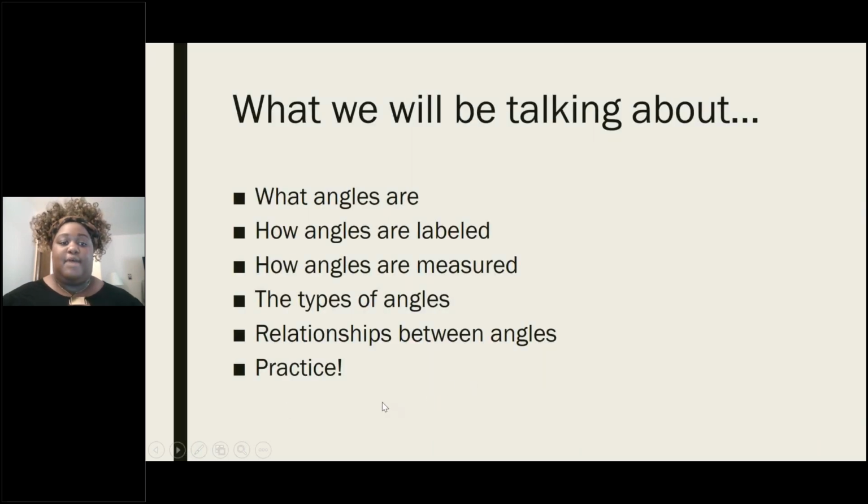So what we're going to talk about, first I want to introduce what angles are. We're going to look at how the angles are labeled because they're labeled a particular way. We'll look at how the angles are measured, the types of angles, and the relationships between angles. And throughout, we'll do some exercises to get a better idea of these concepts.